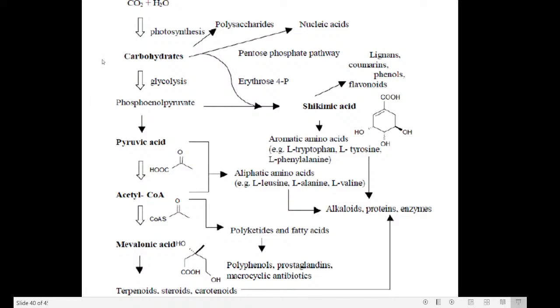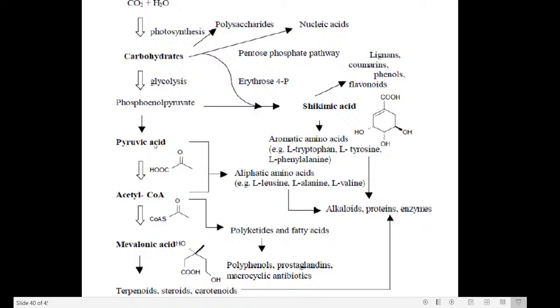Okay, using this carbohydrate, erythrose 4-phosphate becomes activated. Using this erythrose 4-phosphate pathway, lignin, coumarin, phenol, and flavonoids are produced. It's one way. Another way, this succinic acid is also helpful for the production of aromatic amino acids, called tyrosine, phenylalanine, and tryptophan. The produced tyrosine is helpful to produce alkaloids, proteins, and enzymes.